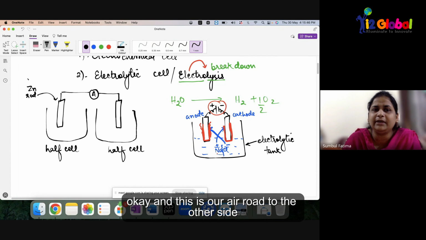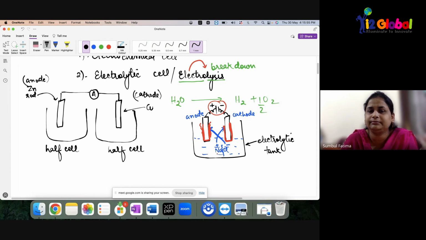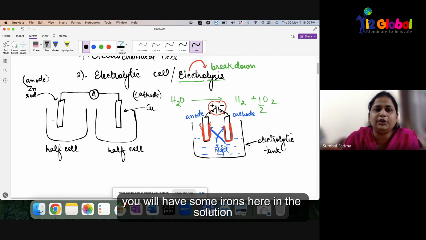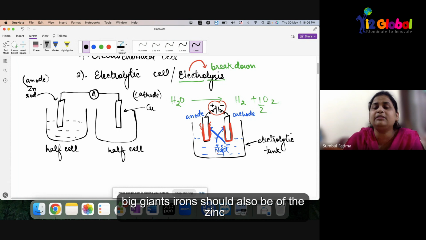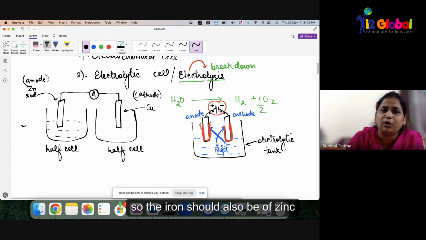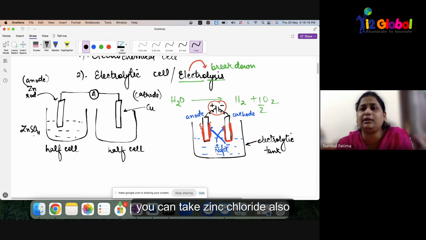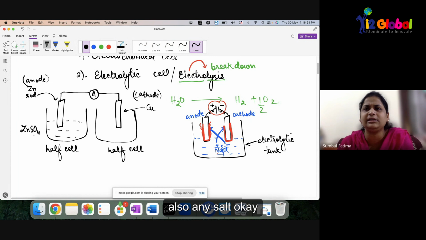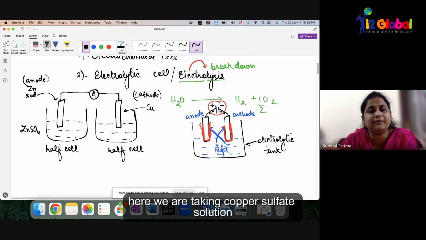So we have taken, let us suppose, a zinc rod, and this is our anode. On the other side we have the cathode, and here we have taken a copper rod. Now what will happen, beta? You will have some ions here in the solution. Which ions? The ions should also be of zinc, because we are taking a zinc rod. Let us take zinc sulfate. You can take any salt of zinc, zinc chloride or zinc nitrate. We have taken zinc sulfate. Another is your copper rod. Here we are taking copper sulfate solution.